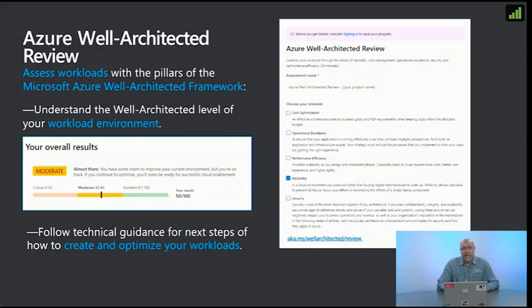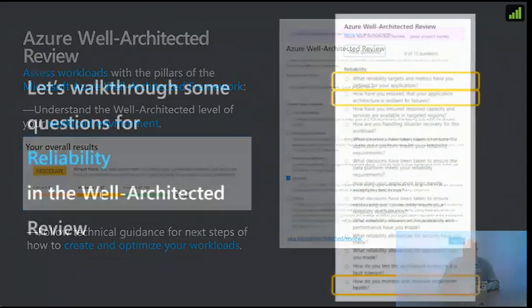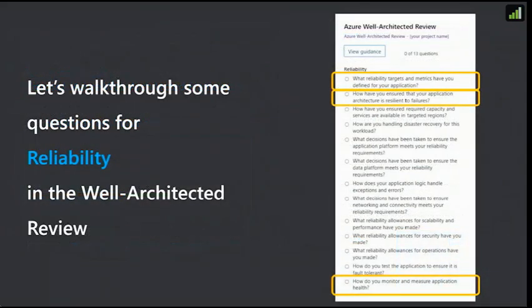Let's look at the reliability questions next. These are the questions for reliability in the well-architected review. We have selected 3 to walk through with you during the session to show how it's done, what's needed to answer them, and to get the proper guidance. There are 13 questions in reliability, and all of them are important. We're just choosing a sample here for reference.